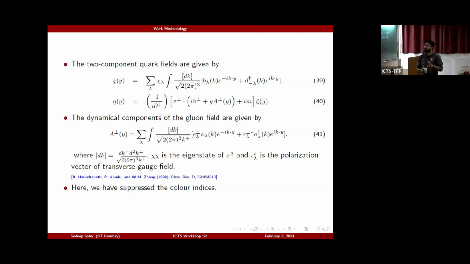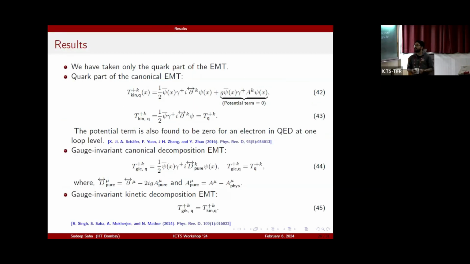So in this work, we have taken only the quark part of the energy momentum tensor. Now, if we look at the kinetic energy momentum tensor, the second part corresponds to the potential term, and at one loop level in a rest quark state, we have found the matrix element of this term to be 0. So the rest of the operator simply coincides with the canonical energy momentum tensor. This potential term is also found to be 0 for an electron in QED at one loop level.